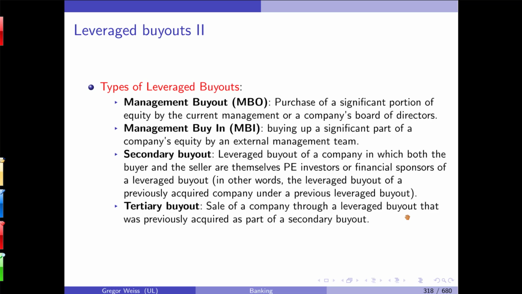A secondary buyout, if a leveraged buyout of a company in which both the buyer and the seller are themselves private equity investors, or financial sponsors of a leveraged buyout, and a tertiary buyout is the sale of a company through a leveraged buyout that was previously acquired as part of a secondary buyout or was initially bought in a leveraged buyout. So it's an LBO of an LBO of an LBO.